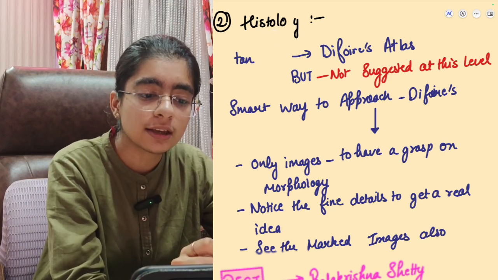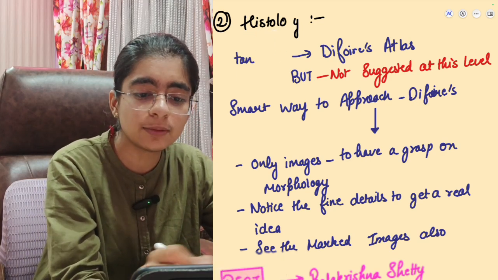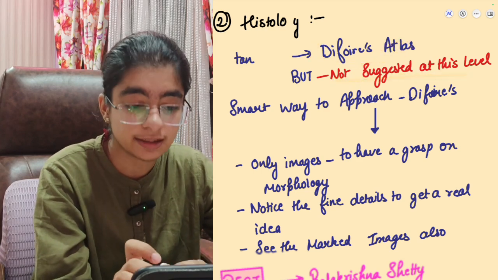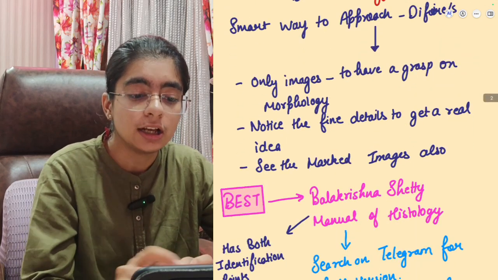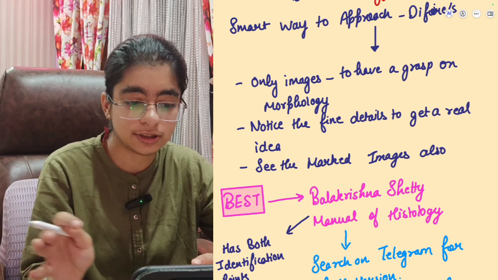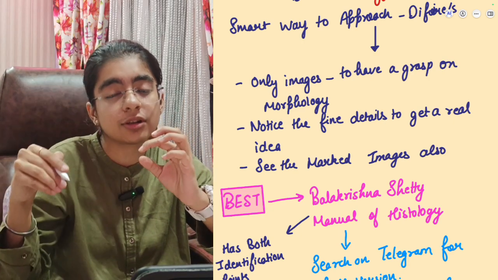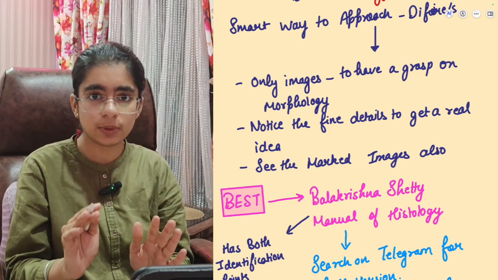So the standard book here is Di Fiore's Atlas, but it is not suggested at this level. So what is the smart way to approach it? You need to see only the images to have a grasp on the morphology, like how the cell is made, what is the structure of the cell, because once you visualize it, like when you are saying columnar epithelium, right?